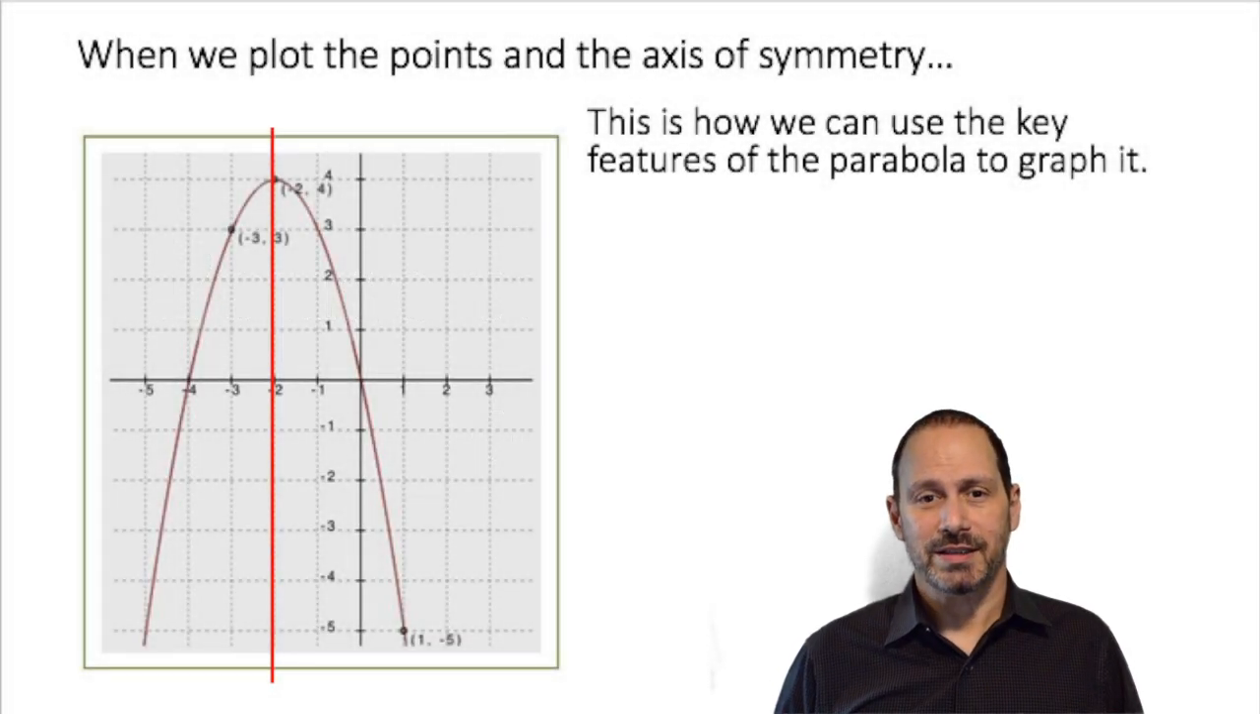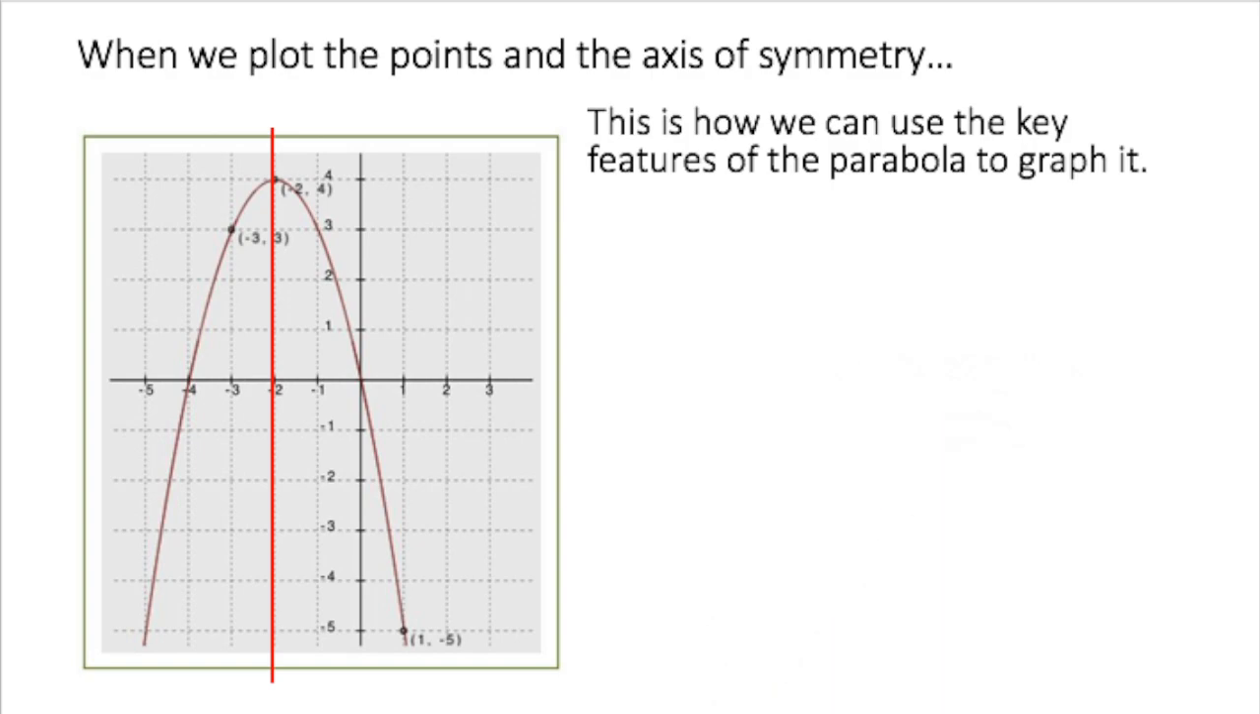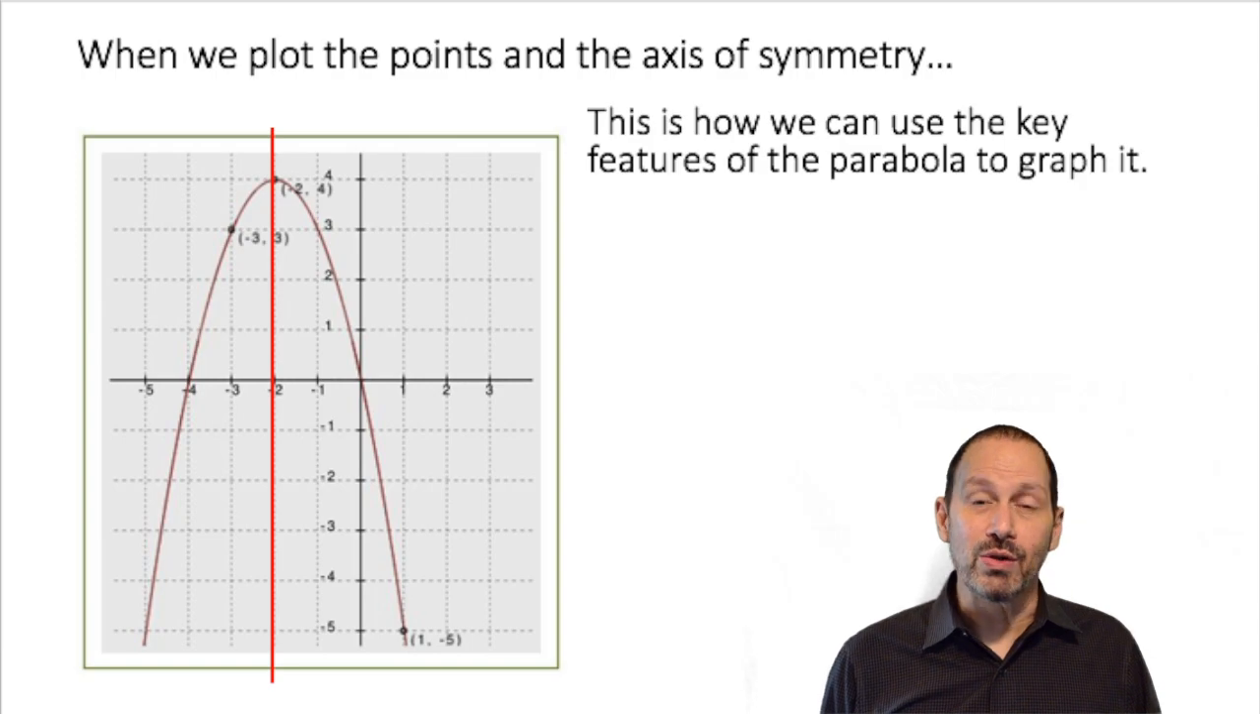So what did you get? Did you get something like this? That's exactly right. When we used all the information, the key features, to graph the parabola of this function, this is what we had. And this is how we can use the key features of a parabola to graph the parabola.